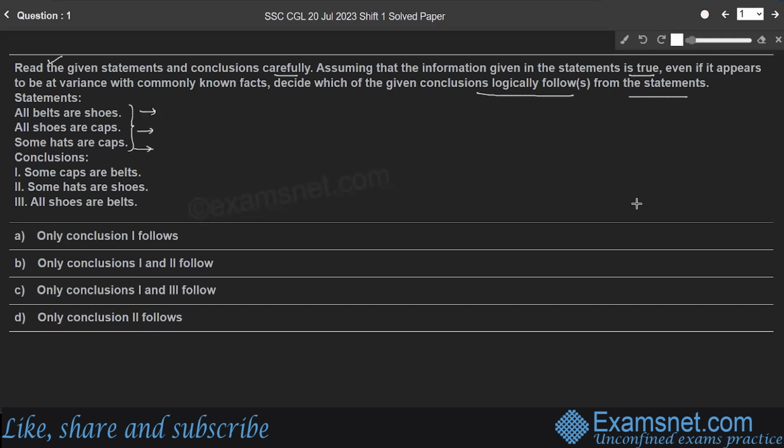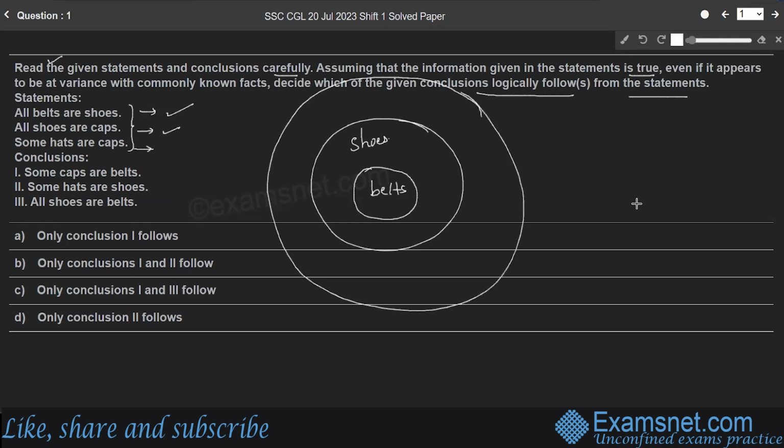So all belts are shoes. So consider the set of belts, which is completely included in the set of shoes. Therefore, first statement, all belts are shoes. And the second one, all shoes are caps. So the set of shoes is completely included in the set of caps. Therefore, the second statement. And the third one, some hats are caps. So we have to consider the set of hats in which some portion of the set of hats is a portion of caps also. Therefore, third statement, some hats are caps.